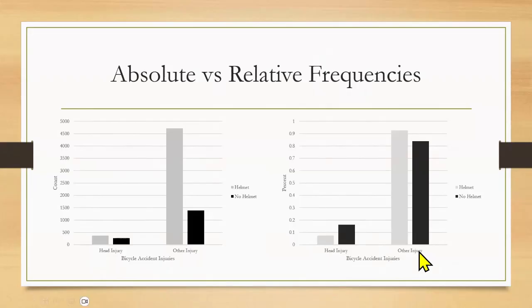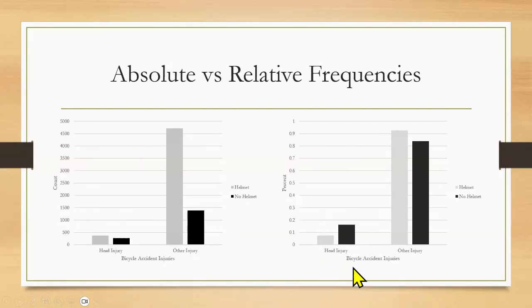But when we look at the percents instead of the counts, we see, aha, lower head injuries compared to helmet versus non-helmet, and other injuries are higher in proportion because they have to be. So we see kind of a reverse pattern of what we saw. Now, there were more other injuries in this other graph, but it's really not as much more different as it looked like on the original graph.